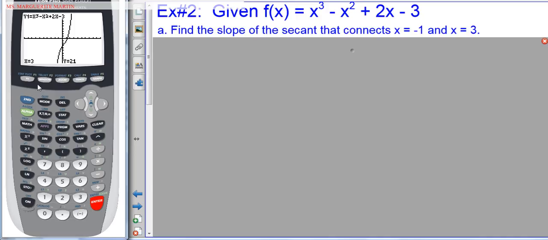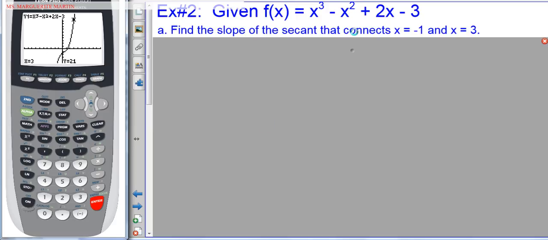If we change the viewing window so that we can see this point, press window, arrow down to y min. Let's leave y min at -10. Let's make y max be 25 and y scale be 2. Now graph it. Now if we press trace and we press 3 and enter, we can see that point.